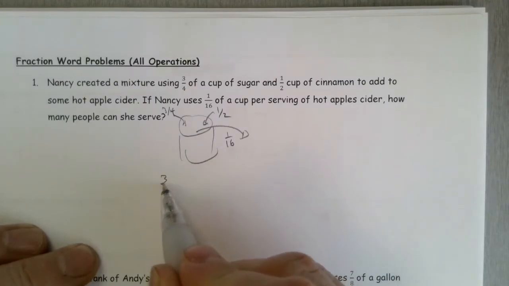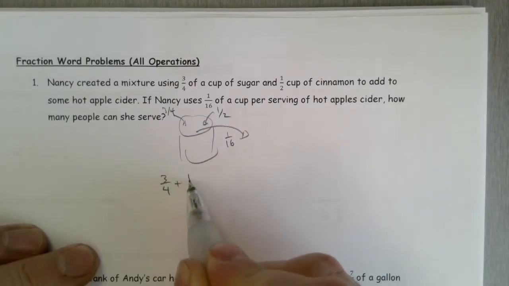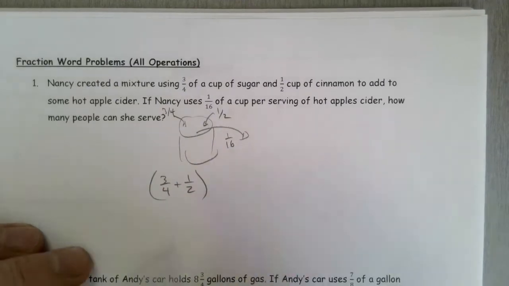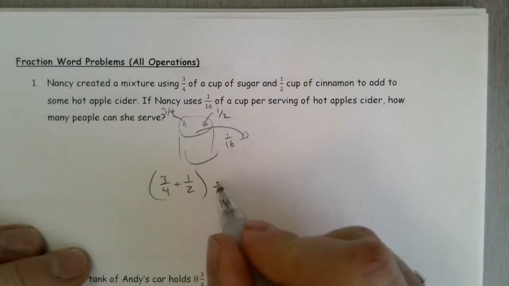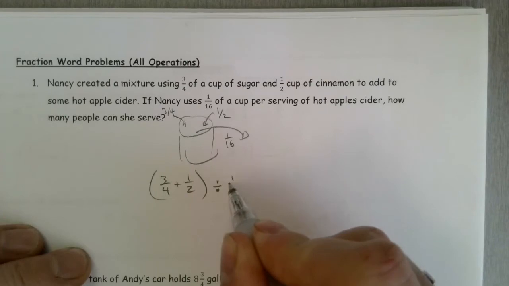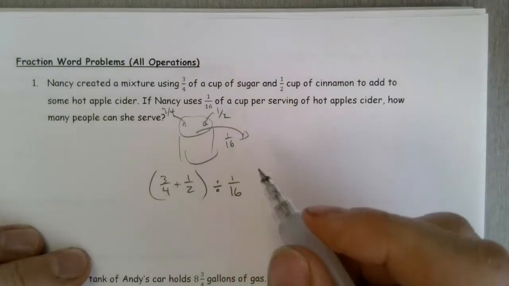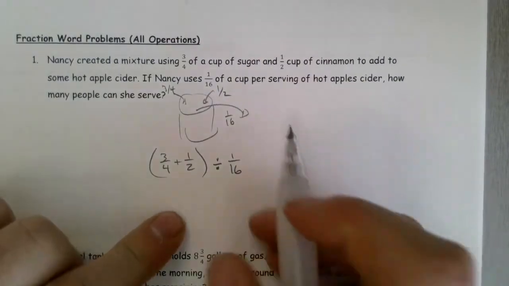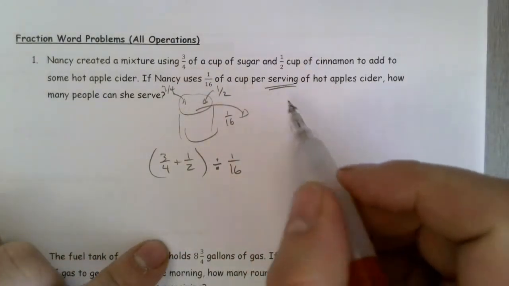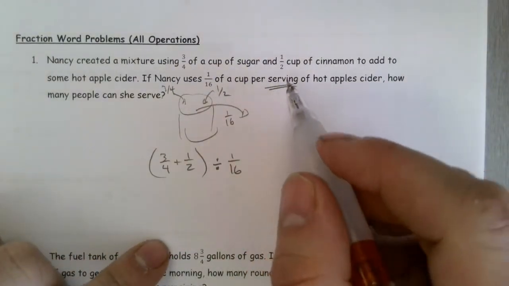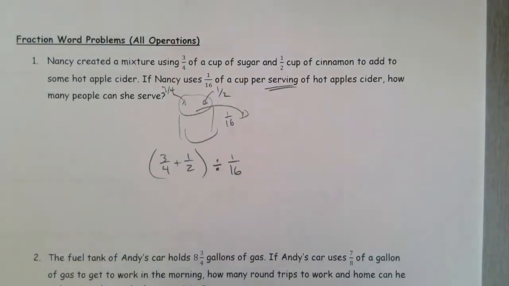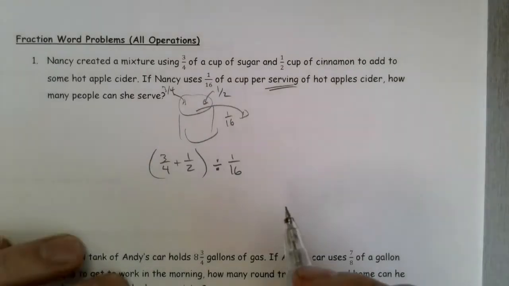So first of all, we've got to figure out how much is in there. So we're going to have to add those two together, the 3/4 and the 1/2. Then we have to divide that by 1/16 to tell us how many cups this is going to be. Each serving of apple cider is going to be 1/16 of this. So if I divide by the size of that serving, I'll know how many servings I've got.